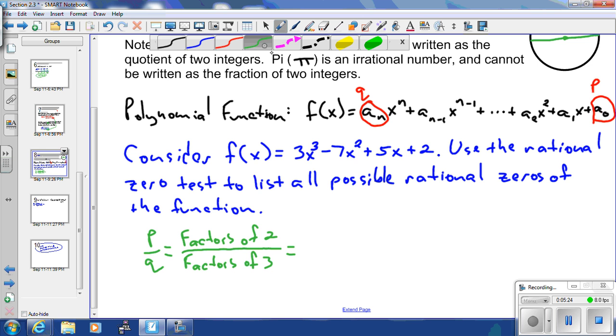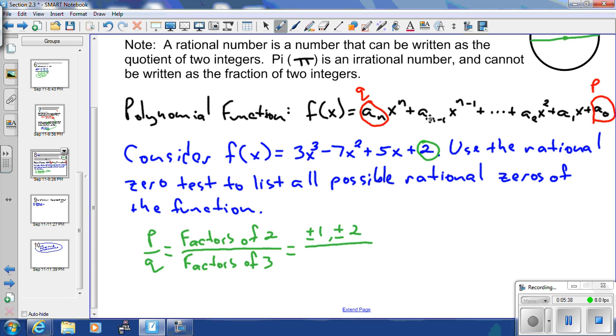Let's highlight that here. Okay, here's our constant term. So what are the factors of 2? Positive or negative 1? Positive or negative 2? That's the only factors there are of 2. Now in the denominator, q, that's the factors of the lead coefficient, which here is this 3. Well, the factors of 3 are positive and negative 1 and positive or negative 3.